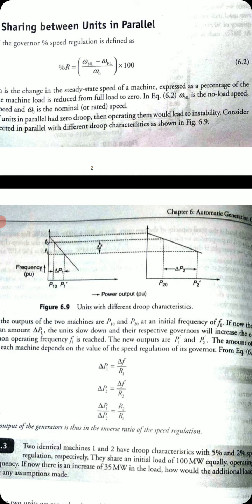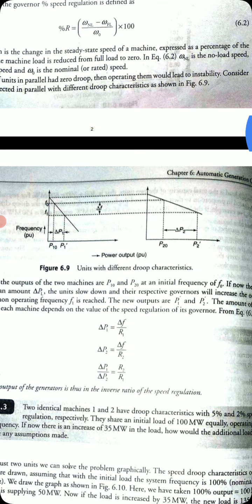The amount of the load picked up by each machine depends upon the value of the speed regulation. You can see there is a delta F. Delta F is the change in frequency. From F0 to F1 it comes down, that is delta F. So the change in the first power, delta P1, is given by delta F by R1, where R1 is the regulation of the first unit. Delta P2 is equal to delta F by R2, where R2 is the regulation of the second unit.